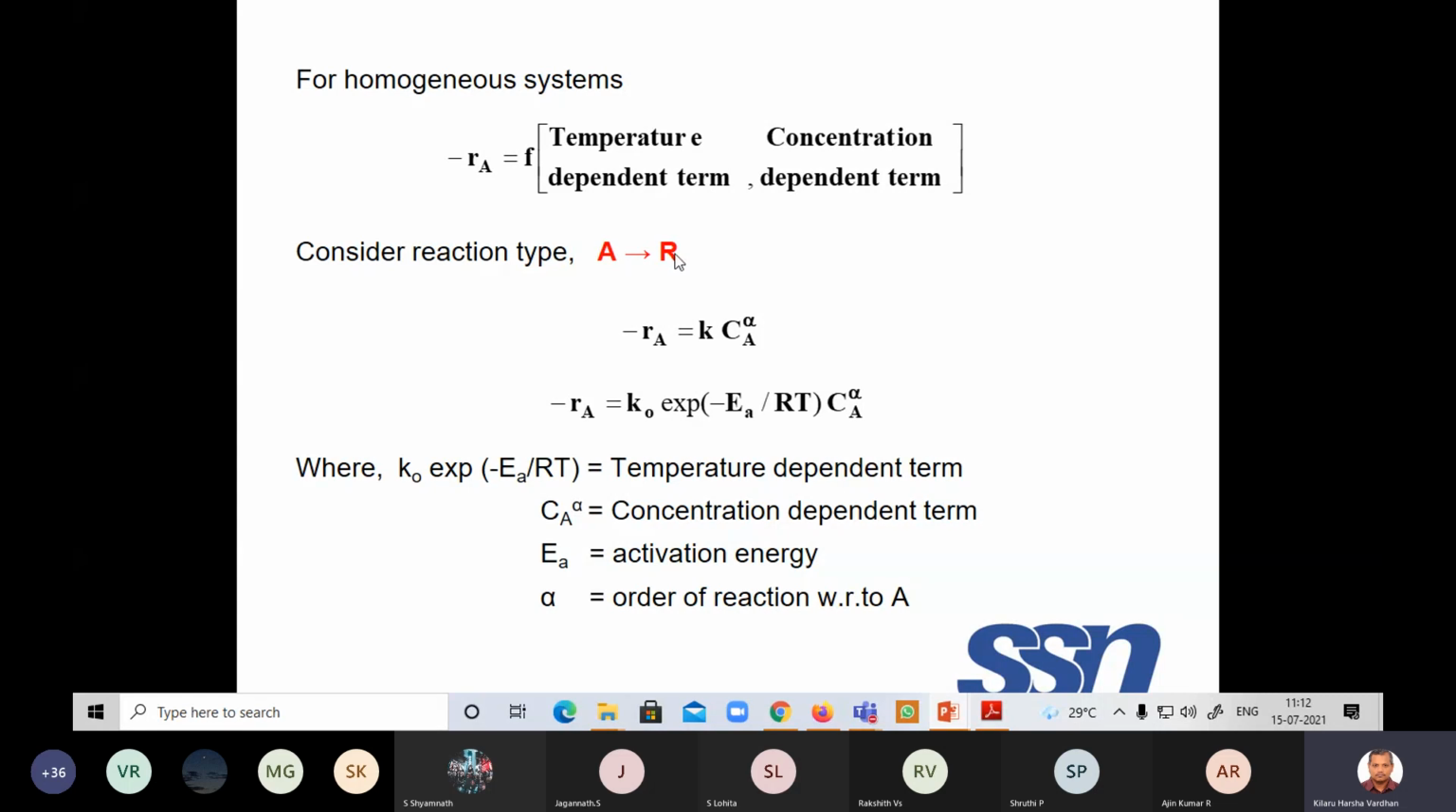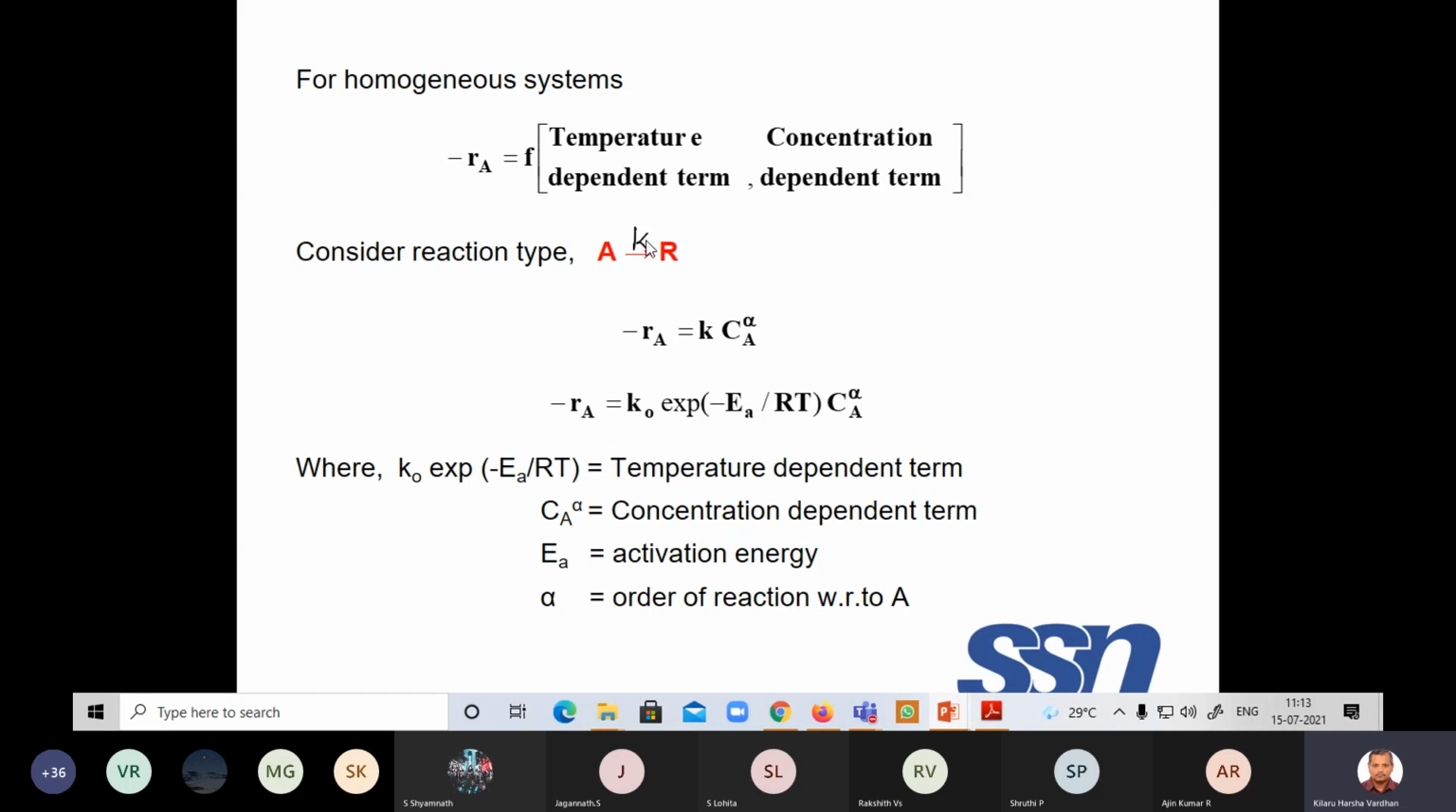So if you consider a reaction A is giving R, let some K is there. This is some K, that is the rate constant. So A is the reactant and R is the product. K, let it be some constant, rate constant we call. So minus RA, if you want to write the rate of disappearance of A, you can write your rate as a function of temperature dependent term and concentration dependent term.